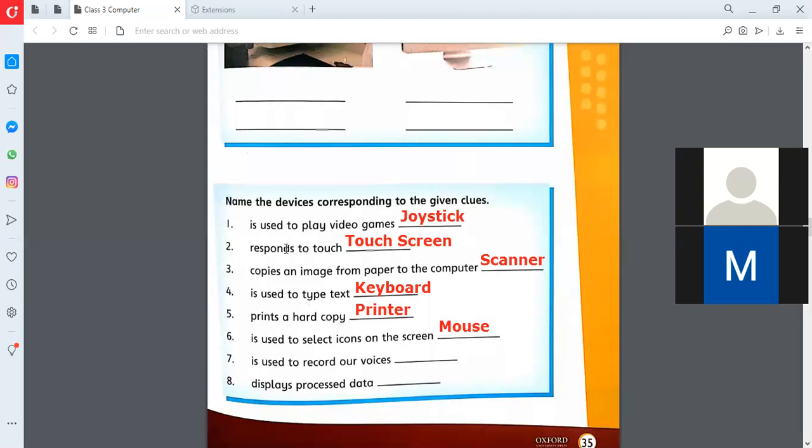So hint number 7 is: dash is used to record our voices. Remember, there are two things. The wrong answer is speaker. Speaker is a wrong answer because speakers are not used to record our voices. So what is the thing which is connected with the speaker, and we say things into that thing and it sends our message to the speaker? What do we call that thing?